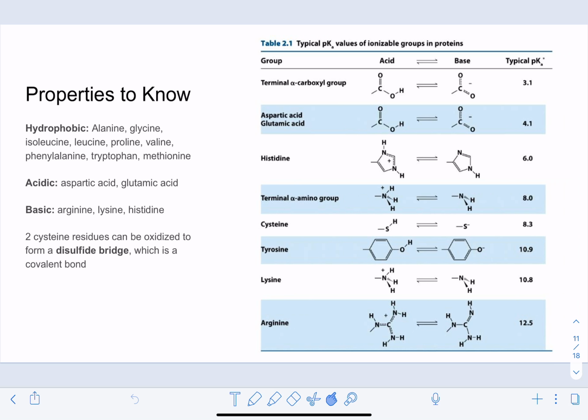Now, one other amino acid I want to point out is cysteine. Cysteine has a thiol group, and so two cysteine amino acids can be oxidized together to form a disulfide bridge, which is a covalent bond, which helps stabilize a protein structure.